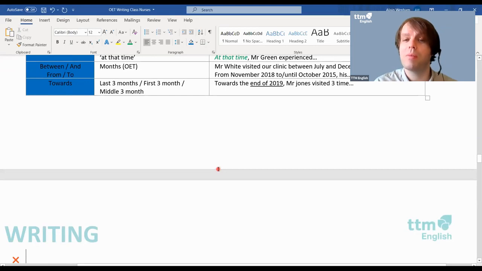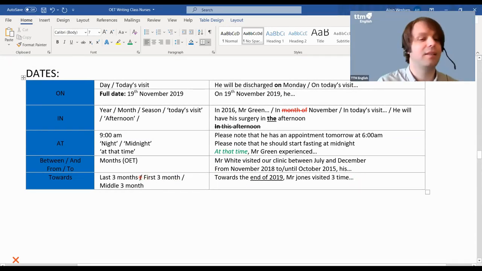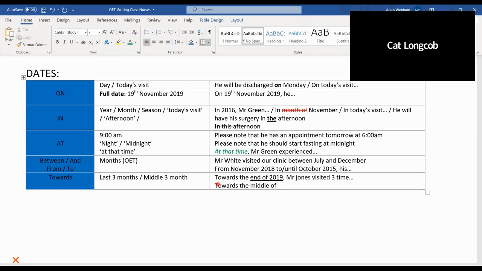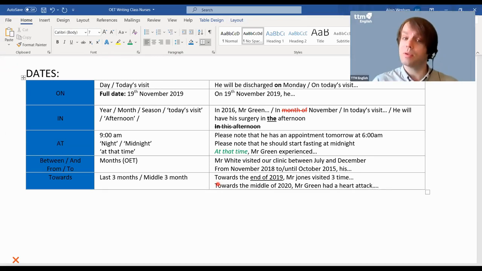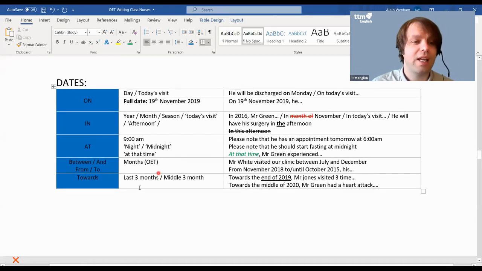Okay, what about if it was January, February, March? What could we say? Oh, actually, no, you can't do it for the beginning. You'd have to say at the beginning. Let's not do the first 3 months then. What about the middle? Towards the middle of, give me the year. 2020. Mr. Green had a heart attack. You can also say approaching. Yeah, approaching is also okay. And you can also say over, but I'm running out of time now. So I'm just going to give you one of these ones. So on, in, at.